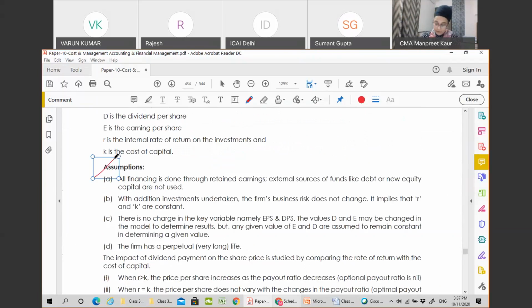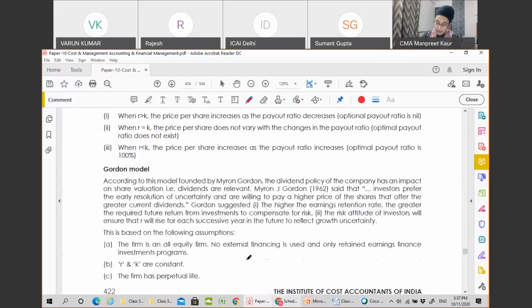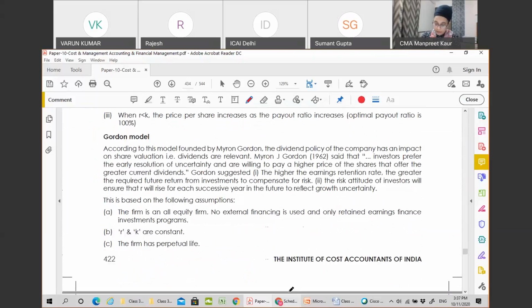Assumptions you will do by your own. Next we will do the Gordon model.